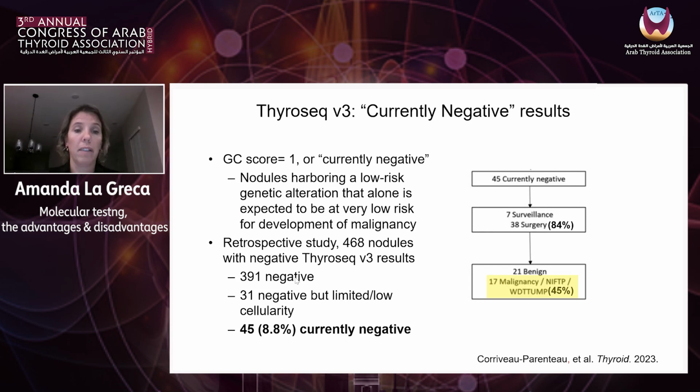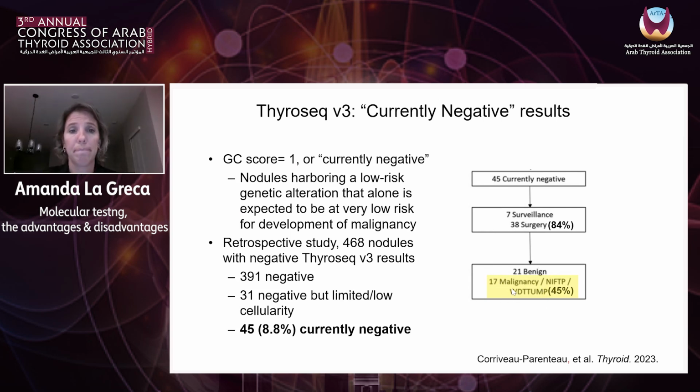391 were negative on surgical path, 31 were negative but limited and low cellularity, and 45, 8.8%, were rated as currently negative. And out of that, about half of those were benign, and 17% had malignancy, NIFT-TP, well-differentiated thyroid carcinoma. So again, very indolent tumors.